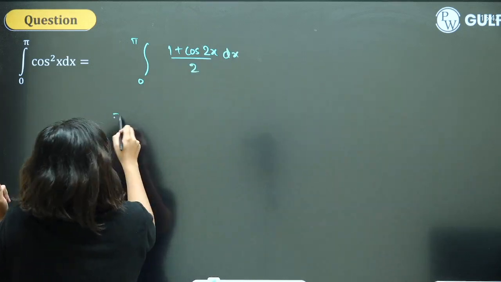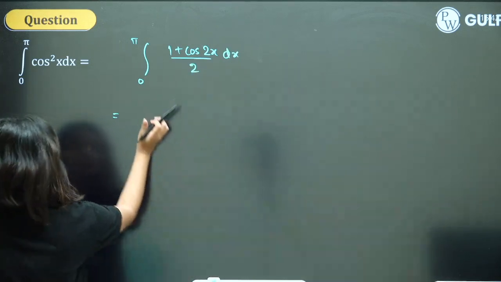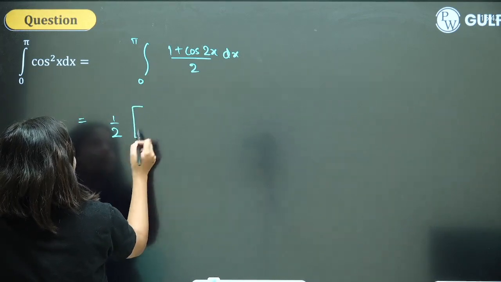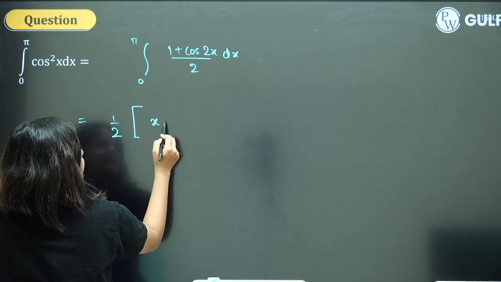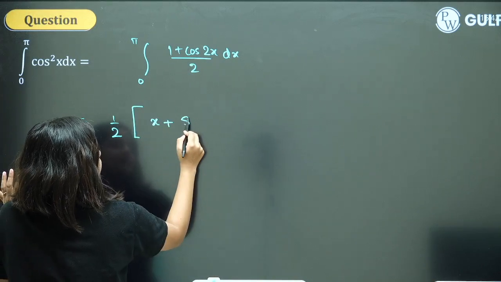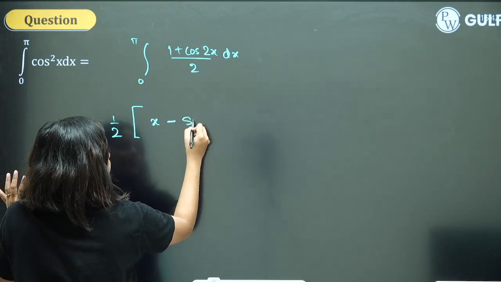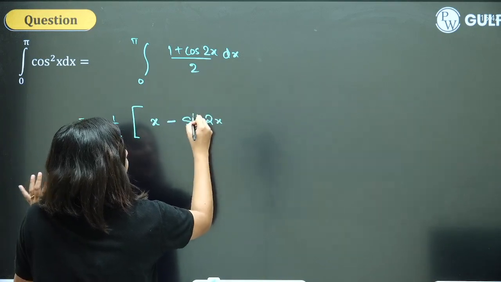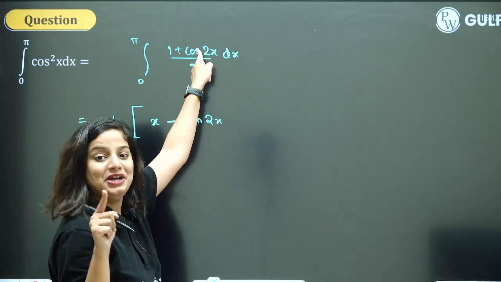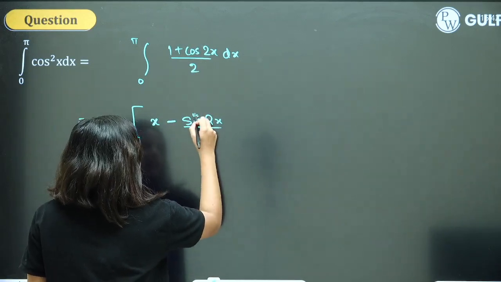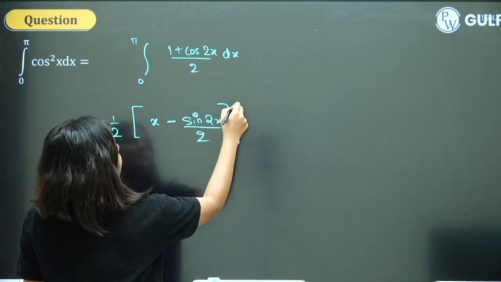भाई ये तो कहीं नहीं छोड़ने वाला, formulas पढ़ के रखो बस. Okay, 1 by 2 can be out. Integration of 1 is x. Integration of cos 2x is sine 2x, and you always divide with the coefficient. Whatever is the coefficient of x, you have to divide that, isn't it?